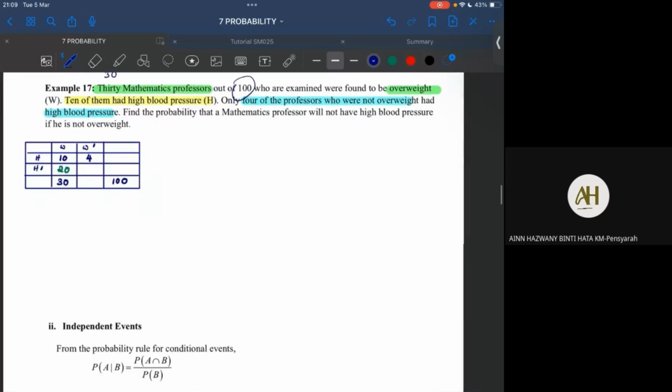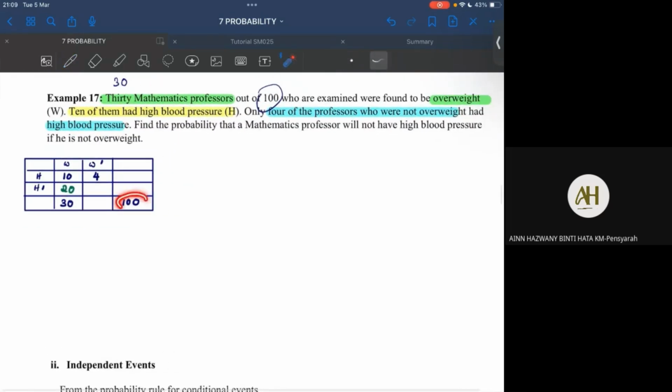So the rest kita boleh dapat dengan sendirinya. Okay, so 100 minus 30 will get 70 here. So 70 minus 4 will get 66 here. So yang hijau semua kita kira sendirinya. Okay. So total outcome sini akan dapat 86.